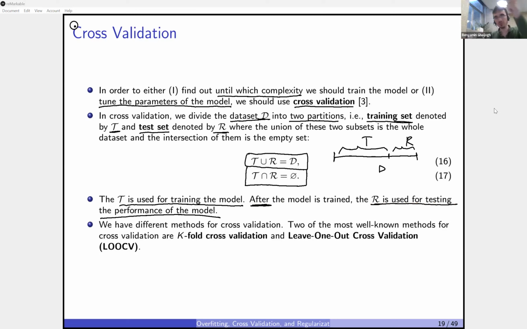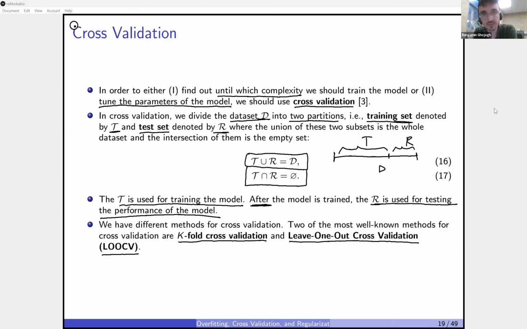Okay. And what you should report as the performance of your model is the test performance, test accuracy, test error, whatever. Because that shows whether your model generalizes well to unseen test data or not. Because you might perform very well on training data, but very badly on the test data, which means that you have overfitted. So we have different methods for cross-validation. The two most well-known methods for cross-validation are k-fold cross-validation and leave-one-out cross-validation, or LOOCV for short. We are going to talk about them.